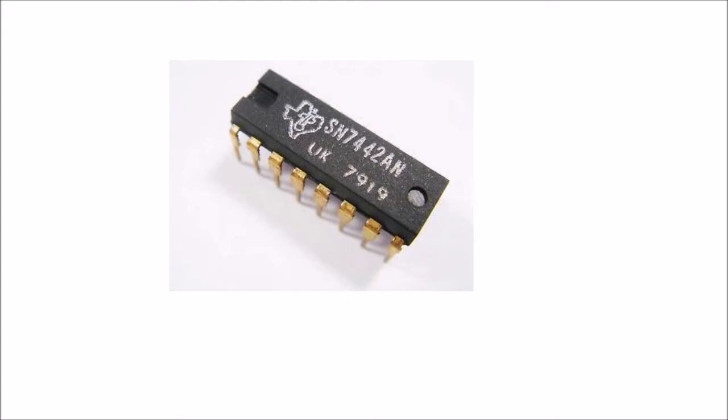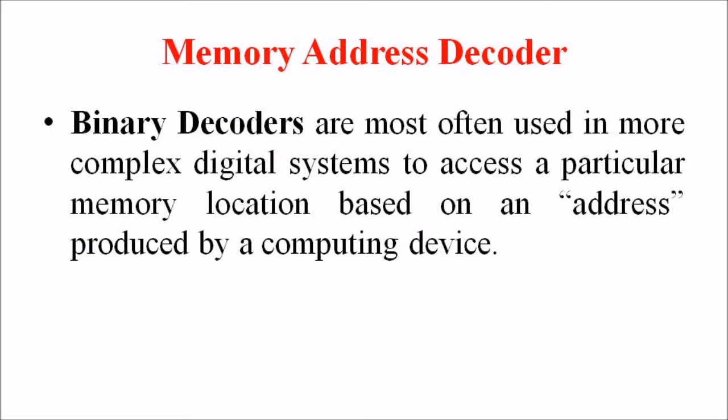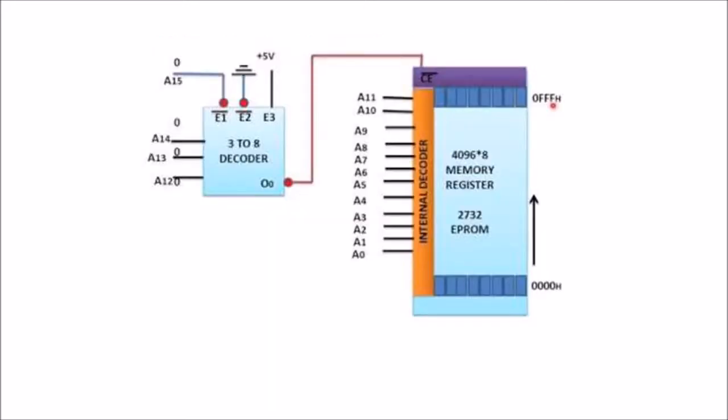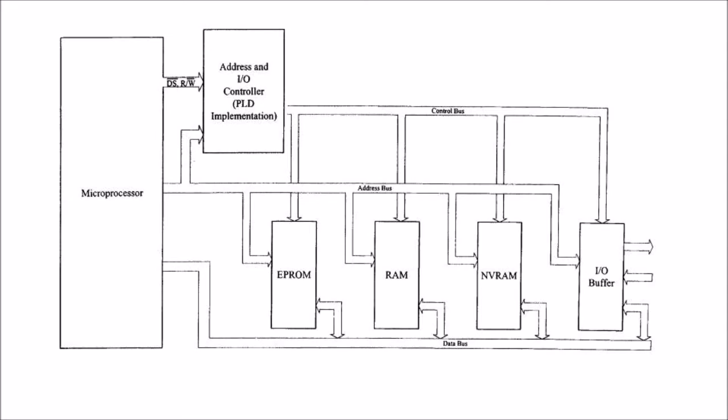Now we are discussing a memory address decoder circuit. Binary decoders are most often used in more complex digital systems to access a particular memory location based upon the address produced by a computing device. In modern microprocessor systems, the amount of memory required can be quite high and is generally more than a single memory chip alone. One method of overcoming this problem is to connect a lot of individual memory chips together and to read the data on a common data bus.